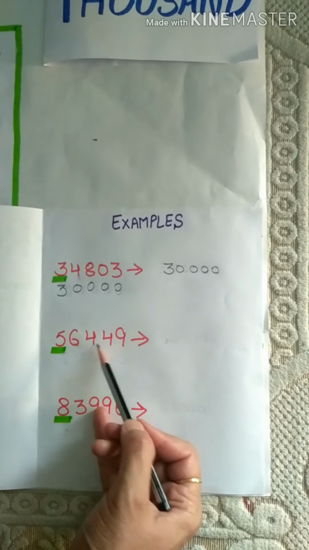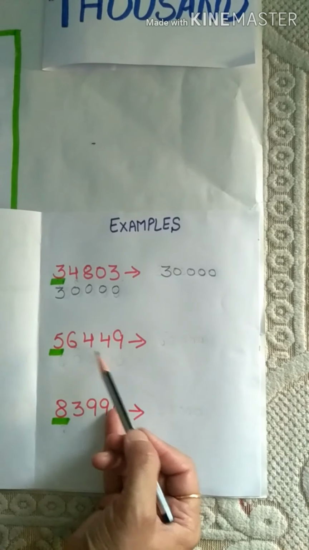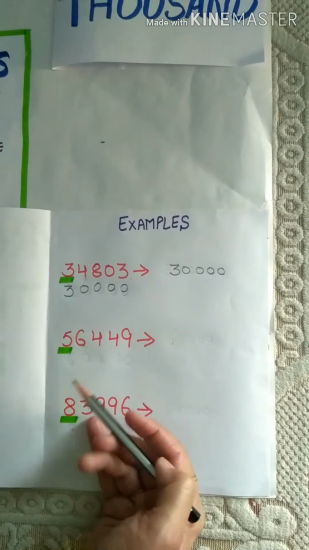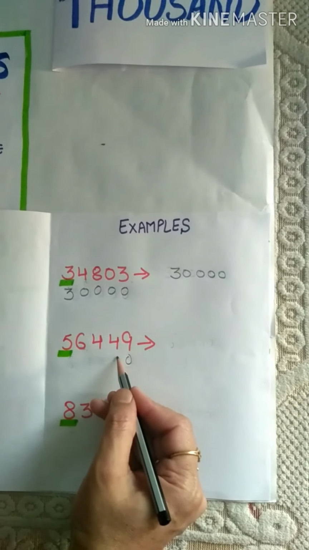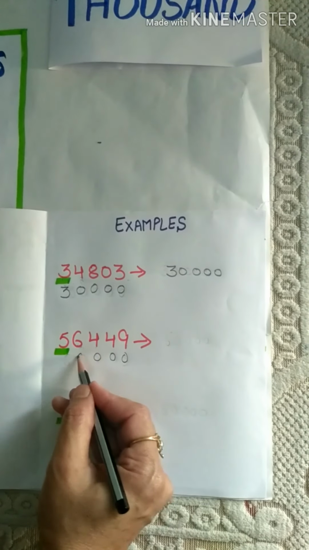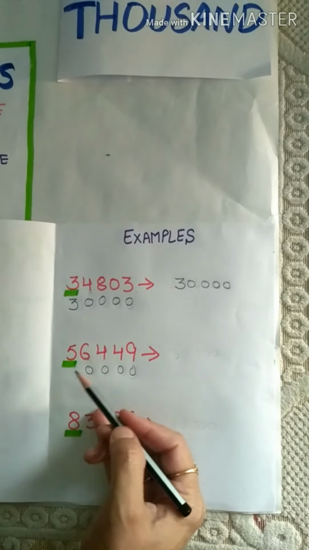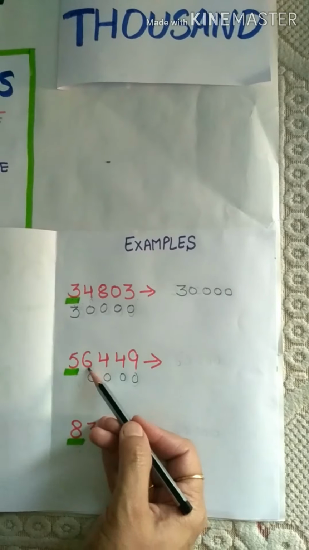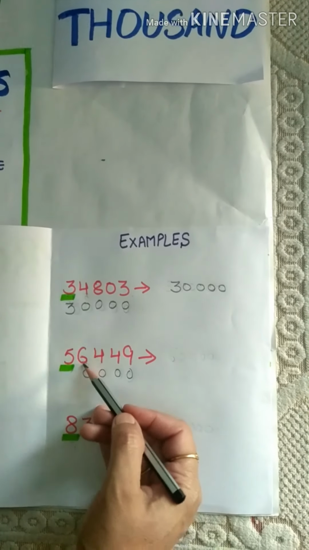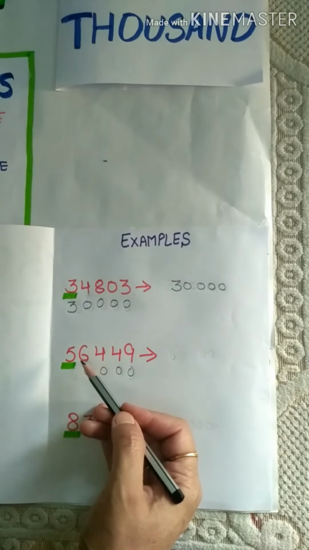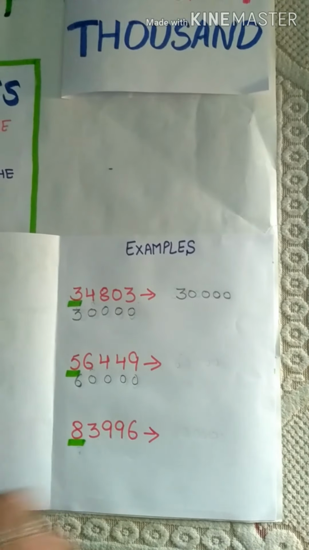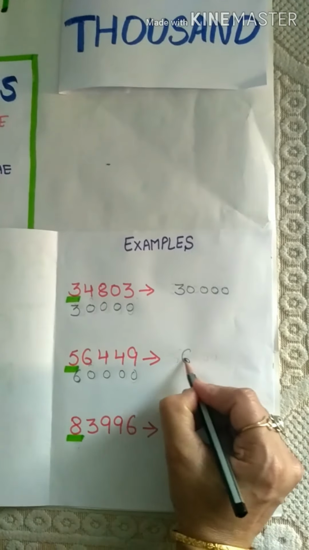Here I have 56,449. Now which digit is at the 10,000 place? Here the digit is 5. Now write 0 at the ones place, tens place, 100 place and 1000 place. So next step is see the number at the right side of the underlined digit. Here the digit is 6. So which is greater than 5. So what we have to do? Yes, we need to add 1 in this digit. When we add 1 in 5, it will become 6. Now the answer is 60,000.